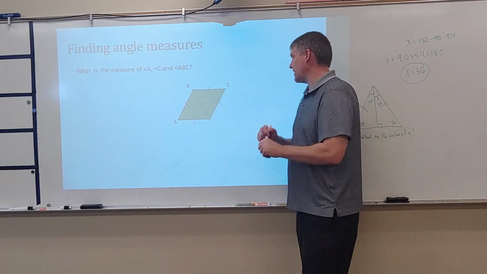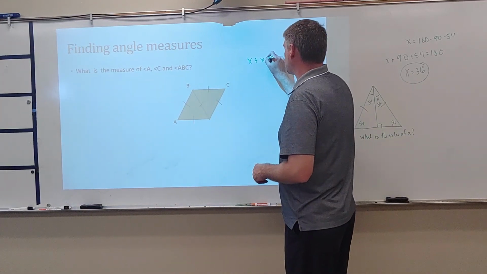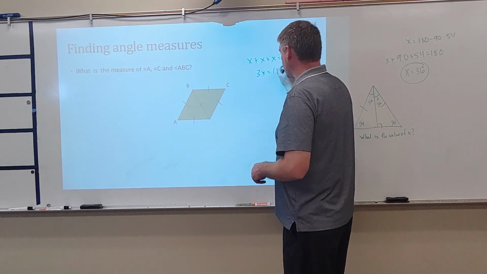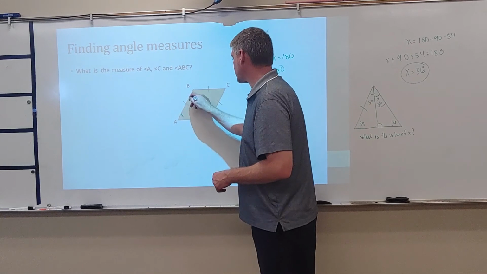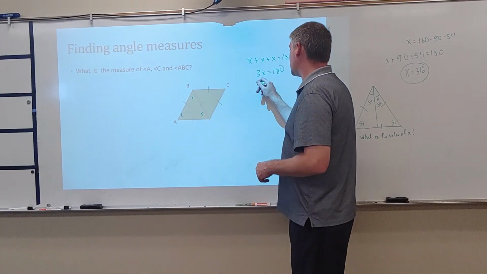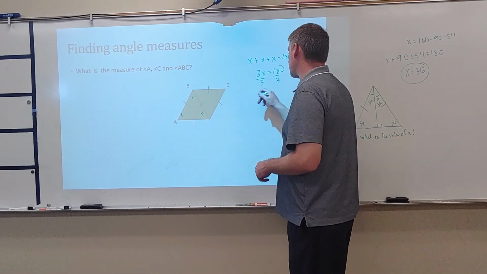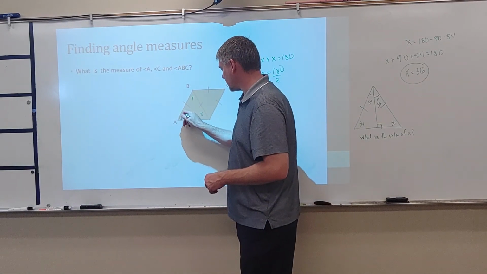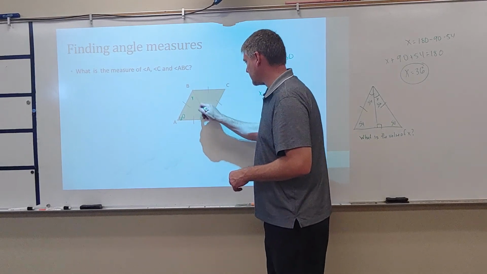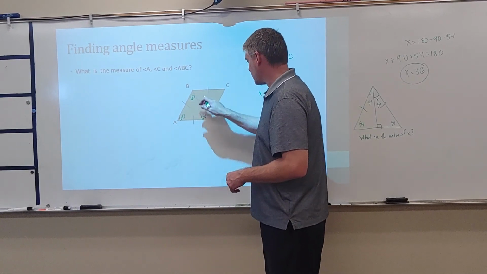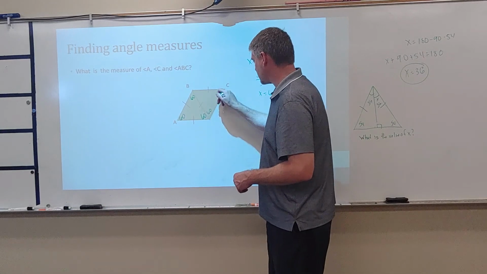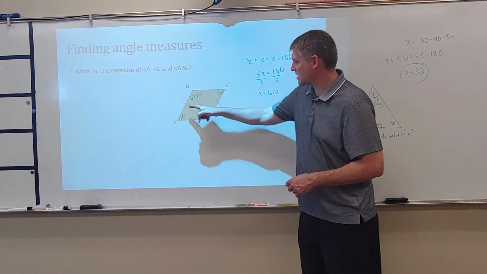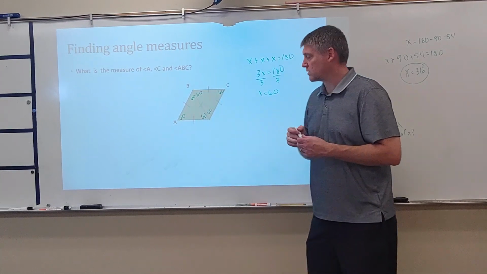So I know that it's x plus x plus x equals 180. 3x equals 180, right? So x, x, x. So that gives me x is equal to 60. So I know that this is 60 degrees here. I know this angle is 60 degrees. I know this angle is 60 degrees. Well, what's unique about this? This is also 60, 60, 60. And so A and C are 60. ABC, though, is 120.